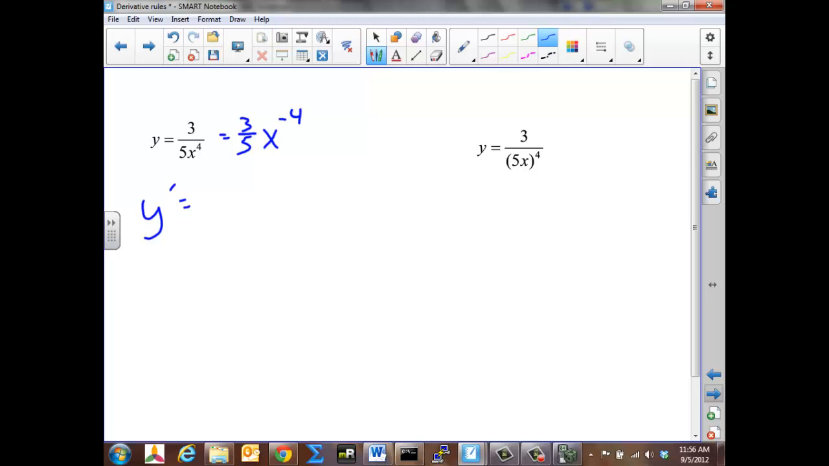Where do we go from there? Then you do 3 times negative 4, x to the negative 5th. I went the wrong way with it. So how would we write our final answer? Negative 12 over 5x to the 5th. When you move it to the denominator, it'll be to the 5th power.